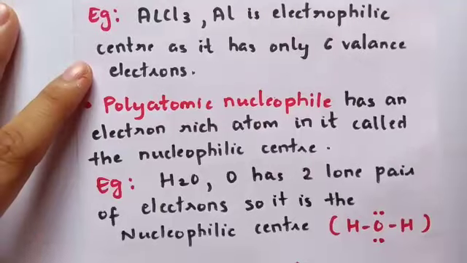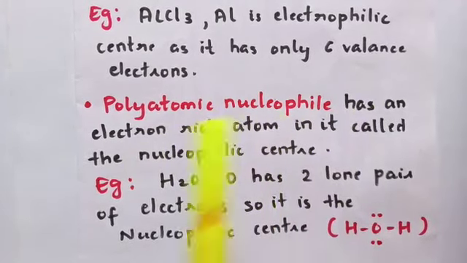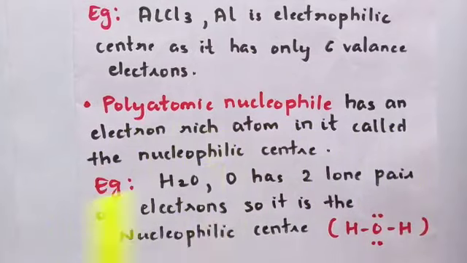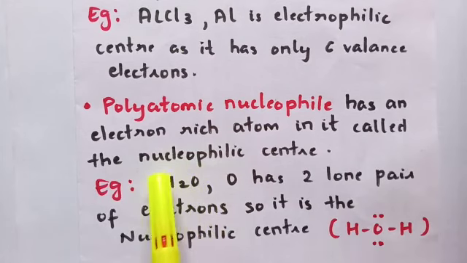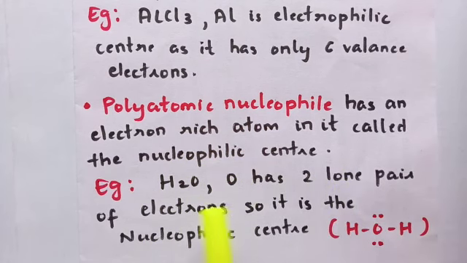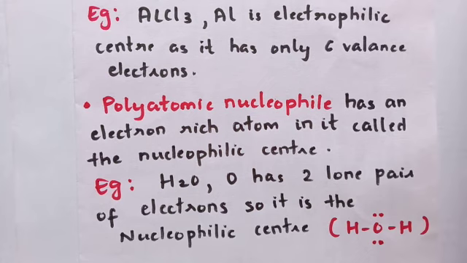If I talk about polyatomic nucleophile, a polyatomic nucleophile has an electron rich atom in it called the nucleophilic center. For example, H2O, water, is a neutral compound, but in this compound the oxygen has 2 lone pairs of electrons, so it is the nucleophilic center. This is the structure of water, HOH. You can see oxygen here acts as a nucleophilic center because, what is a nucleophile, students? Nucleophile is a nucleus seeking species. It means it has extra electrons and wants to give them away.